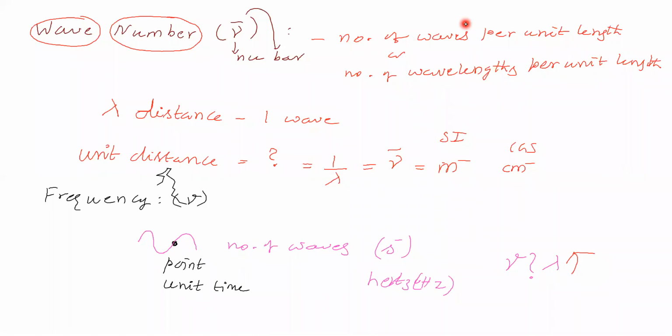Now you are saying that they are inversely proportional. So frequency and wavelength are inversely proportional. Frequency is inversely proportional to wavelength. Therefore, frequency into wavelength is equal to some constant. That constant is c. c is called the velocity of light in vacuum.